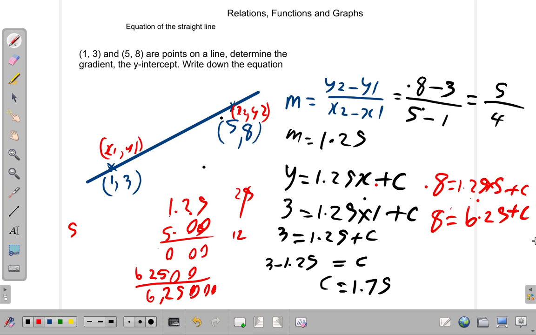And then we say C equals 8 minus 6.25. Calculate that and see what you get. 8 minus 6 is 2, so it's 2 minus 0.25. 2 minus a quarter is the same as 1 3/4. So you have the same 1.75, right?